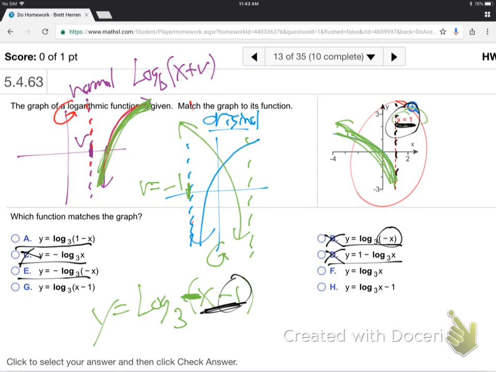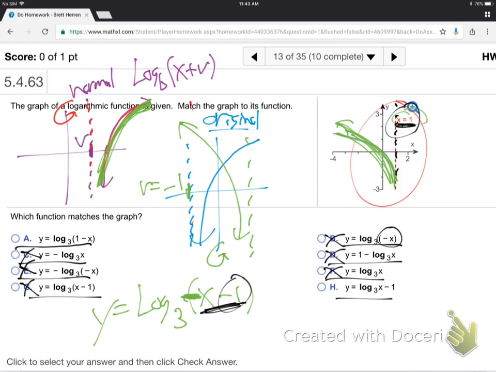It's got a negative on the x. That part's good. But there's no 1 added or subtracted in the parentheses. So he's missing that part. How about F? No negative on the x. How about G? Yeah. He's got the 1, but does he have negative on x? No. No, G's out. That's not a negative on x.